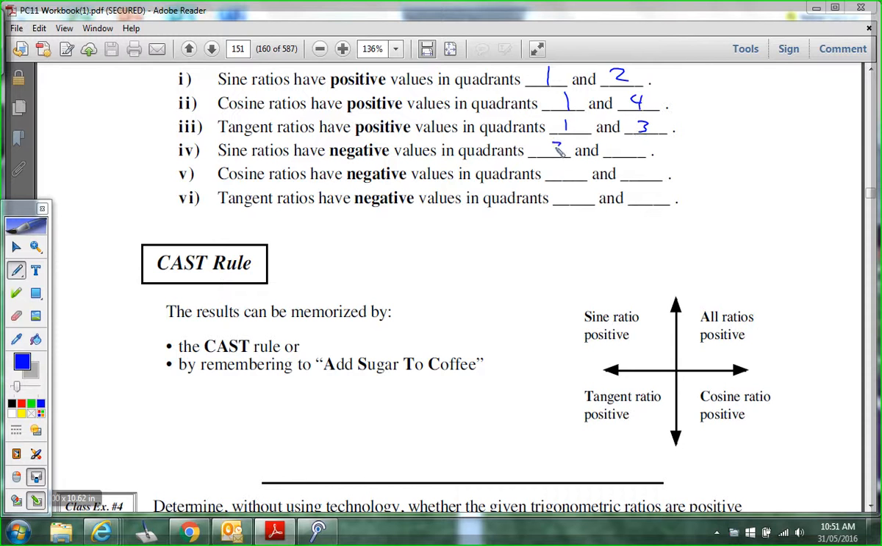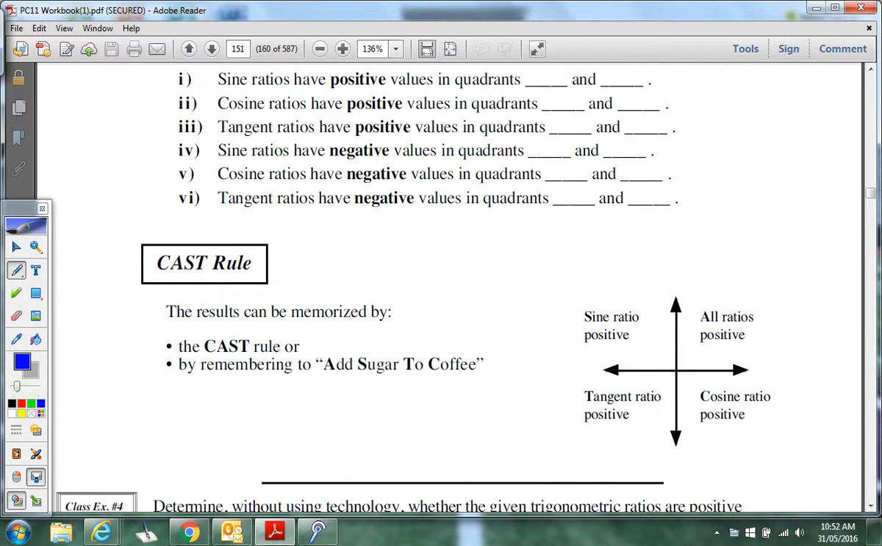Sine's negative in 3 and 4, which makes sense because 3 and 4 are below the x-axis. Cosine's negative in 2 and 3. It makes sense. It's left of the y-axis, negatives. And then tangent's negative in 2 and 4. So again, we developed the CAST rule. I've always learned it as CAST. If you want to try add sugar to coffee, whatever you feel like doing. Okay.